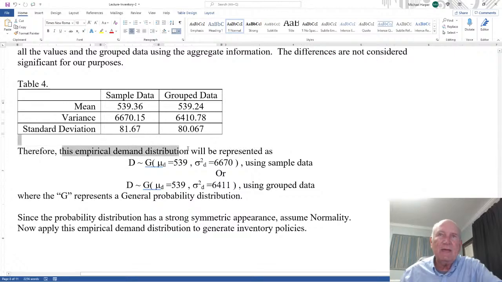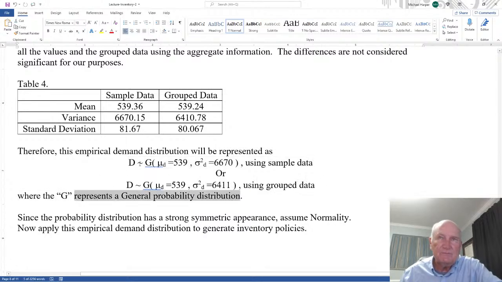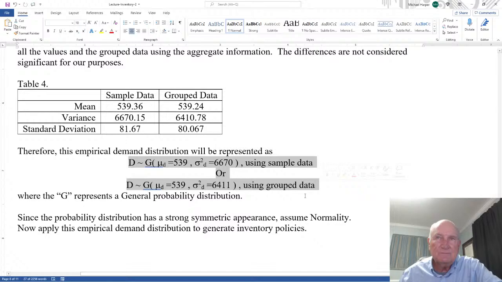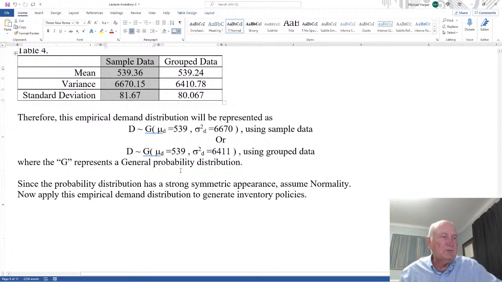Therefore, this empirical demand will be represented as the D, with a G being general. G represents the general probability distribution. So I have a general using the sample data or a general using the group data. Now the reason I say general is because we really don't know what the mean, variance, and standard deviations are. We used all the data, but again, this is just sample data. And we use the group data, which is even less accurate. So when you aggregate data, you lose discrimination in the numbers. You lose information.